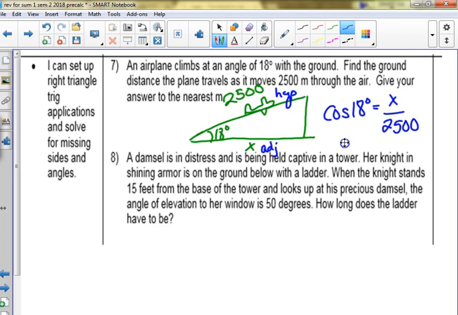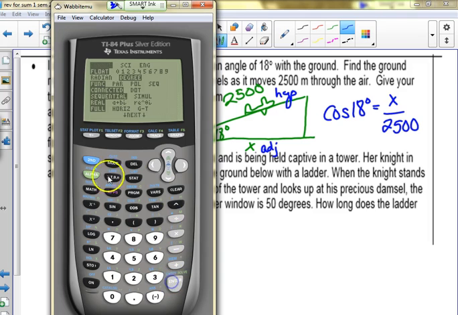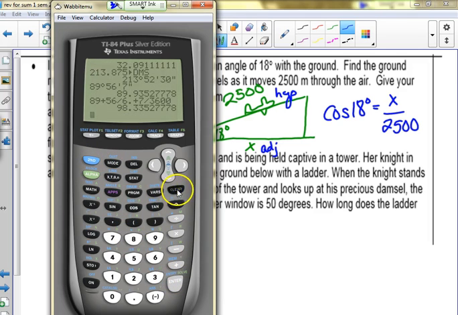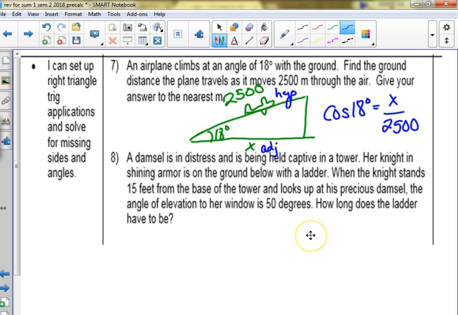Multiplying or dividing? Multiplying, and we want to make sure our calculator is in degree mode for this whole quiz, okay? Mode, degrees, 2,500, cosine of 18. I got 2377 or 78, because does it say round to the nearest meter on this particular question? Yeah, 2378. Any questions? Okay.